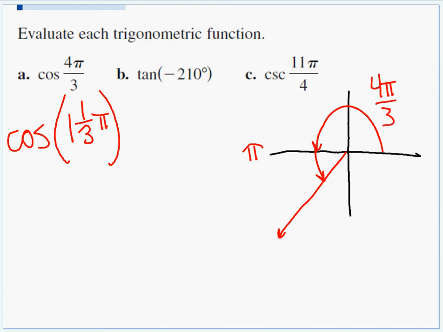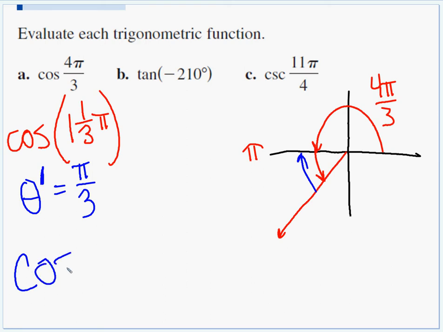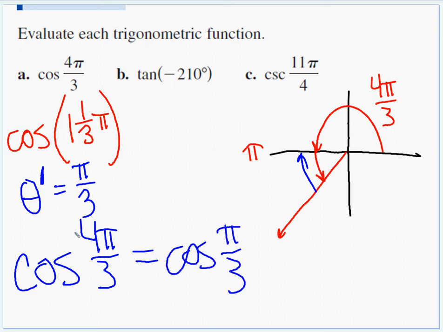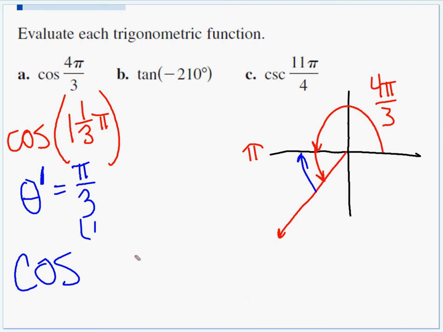Now, in this case, our reference angle is we're going to back up. We wanted to stop at pi, but we went 1 1/3. So how far do we have to back up? Well, that would just be the 1/3 pi. Theta prime equals pi over 3. So let's go to the table. Let me write it like this. The cos of 4 pi over 3 is exactly the same as the cos of pi over 3, except the positives and negatives might be off because we're now in a different quadrant.